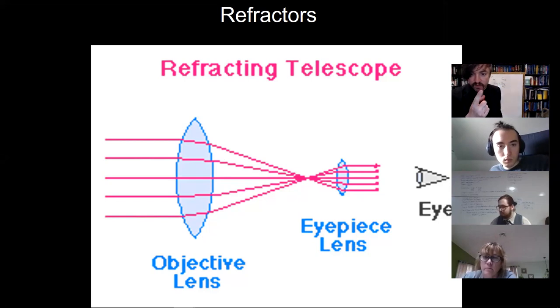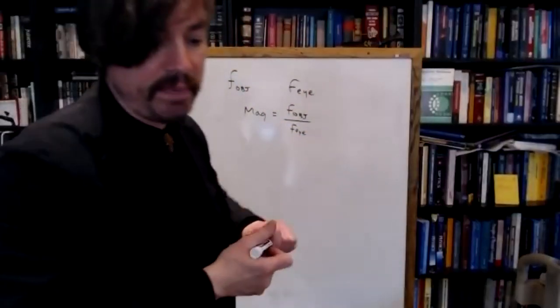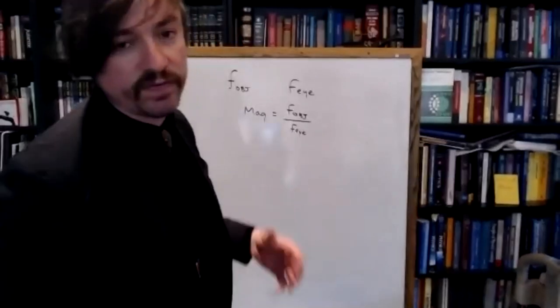In other words, a telescope is a light bucket. Its job is twofold. 1, make things brighter. 2, make the angular size appear larger, which is magnification. Today, you're going to learn how to build a telescope. And you're going to do it by measuring the focal lengths of 2 different objects.